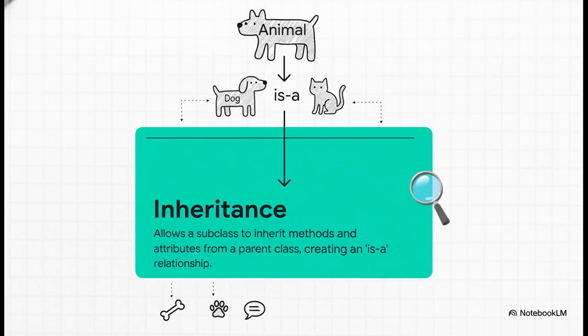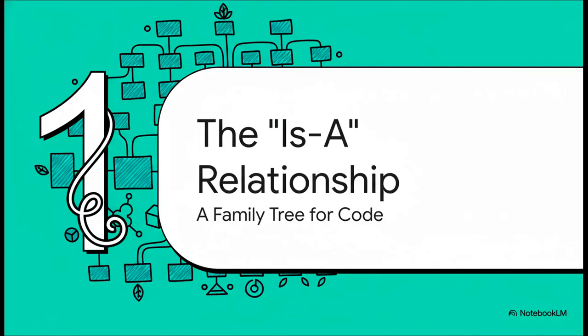Yep, it's inheritance. At its heart, it's all about creating what we call an is-a relationship. You know, a dog is an animal. This simple idea lets the dog class just automatically get all the stuff the animal class can do without you writing a single extra line of code for it. Pretty neat, right? Right. Let's dig into that is-a thing a bit more.